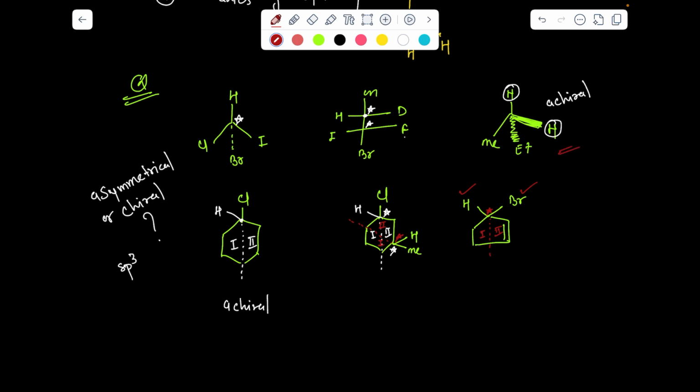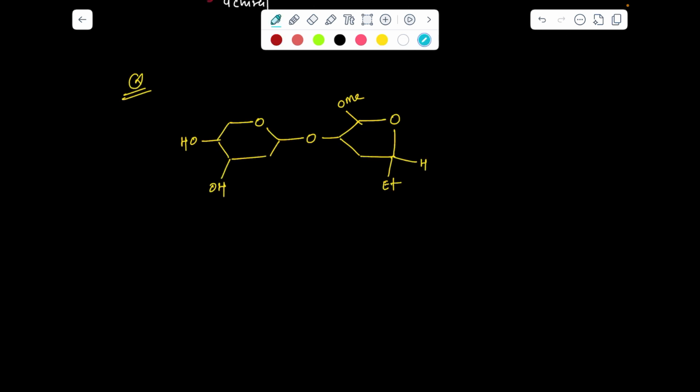This one is also achiral. In this molecule, again, we have to identify how many chiral carbons we have. Here, this carbon has OH and a hidden hydrogen. If you draw the plane of symmetry, the first part and the second part are different. So this is chiral, and even this is chiral, having different sections.